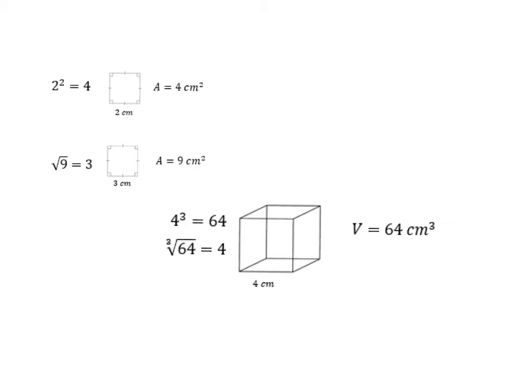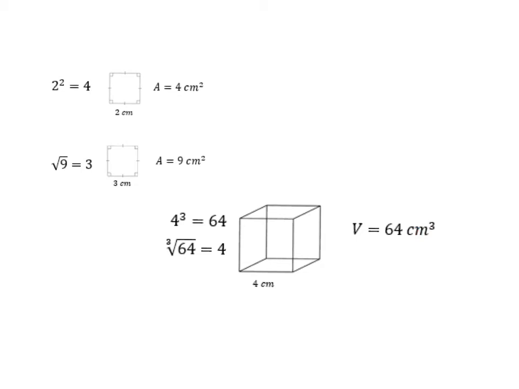Similarly, when I cube a number, let's say 4, I'm saying if I created a cube with a side length of 4, I would have a cube that has a volume of 64. So 4 cubed equals 64. One side length of this cube is 4 centimeters, which means they are all 4 centimeters. And that means that this cube has a volume of 64 centimeters cubed.